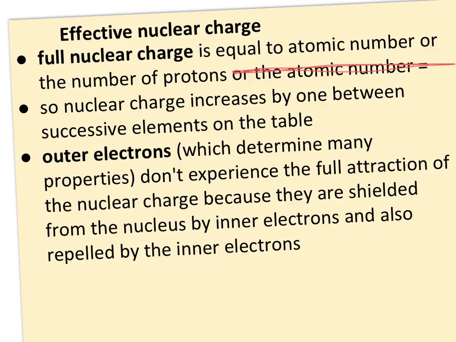Well, these outer electrons don't experience the full attraction of the nuclear charge because there are all these inner electrons which shield them. Think about if you put a magnet on the refrigerator. If you have lots of paper, the attraction between your magnet and your refrigerator isn't as strong and the magnet starts slipping down. It's the same thing. The more layers of electrons between your nucleus and your outer electrons, the more shielded and the less that attraction is.